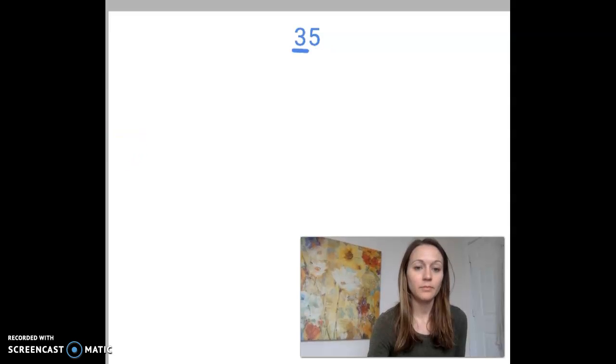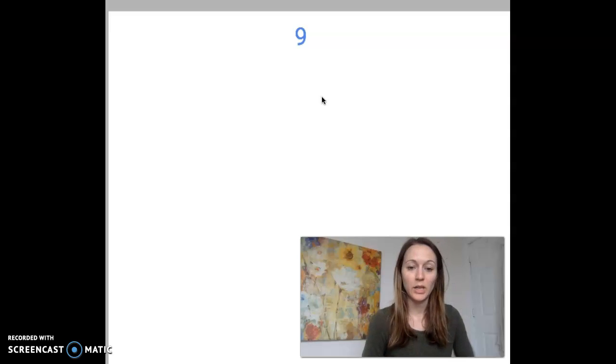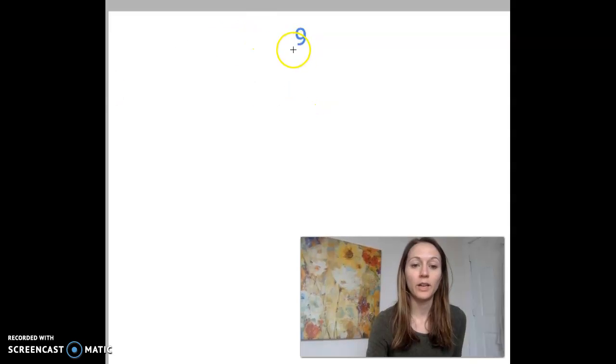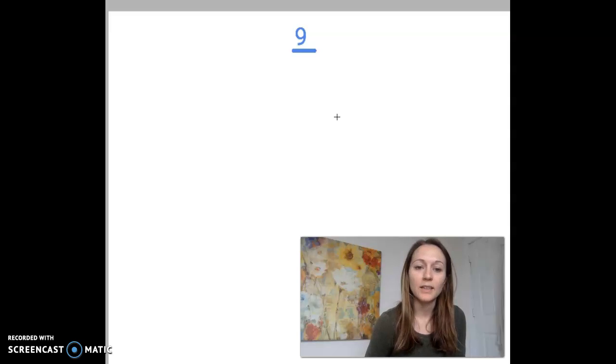Now, if I instead had the number 9, how many digits are in the number 9? Pause the video and turn and talk with an adult or family member to tell them how many digits that number has. All right, if you had 1, it's a 1-digit number, you are correct. The number 9 is a 1-digit number because there's only one number that makes up the number 9.